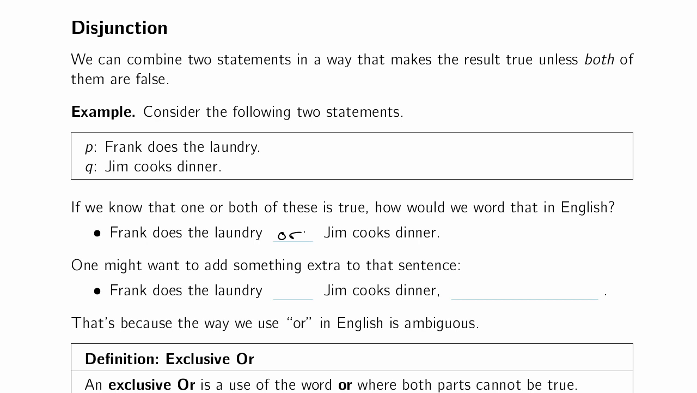Now, when you're wording that sentence in English, you might be tempted to add something extra, right? You might say Frank does the laundry or Jim cooks dinner, or both, to clarify that it's also possible that both of those are true, that Frank does the laundry and Jim cooks dinner. And that's because the way that we use or in English is ambiguous. There are two kinds of or in English.